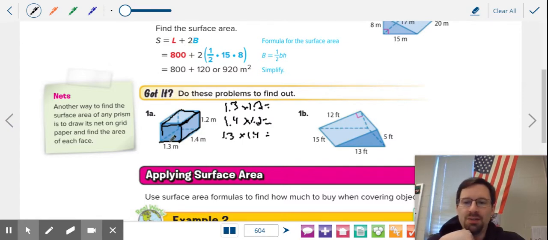Now, if you notice, if there's a front, there's also a back, so we're also going to do times 2. If there's a right side, there's also a left side that's the same, times 2. And if there's a top, there's a bottom that's the same, times 2.